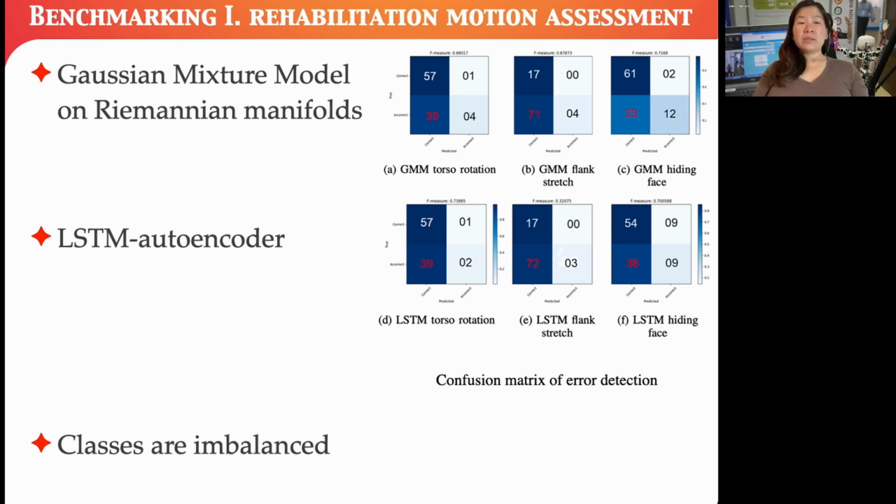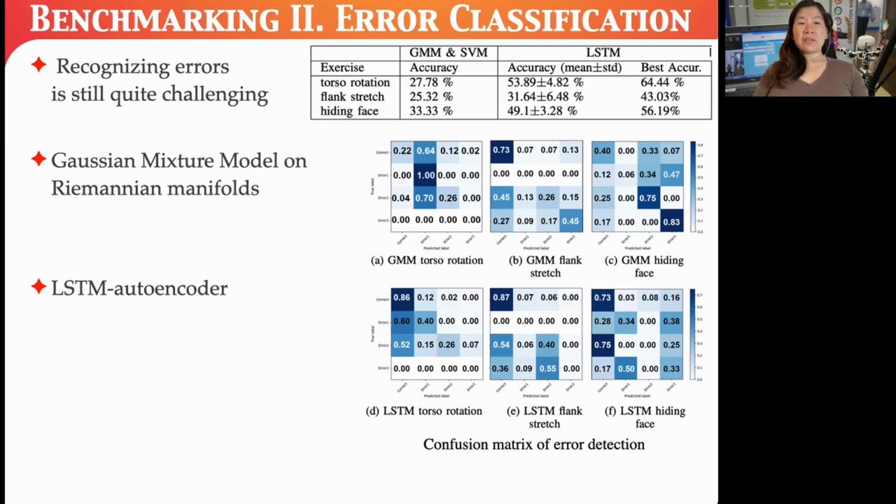For the second challenge, which is error classification, we used the same algorithms and reported the recognition errors for a model using a GMM followed by an SVM to classify the error. You can see that the accuracy is pretty low, ranging from 25 to 33. The classification accuracy is a bit better with LSTM, ranging from 31 to 53, but again, not very satisfying.